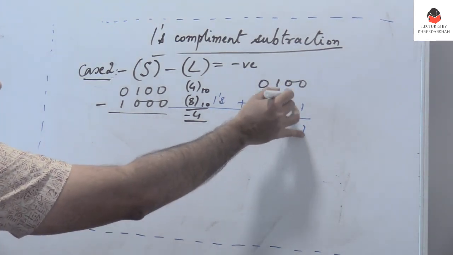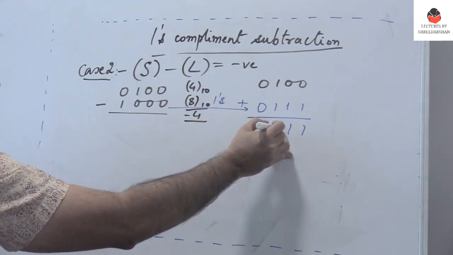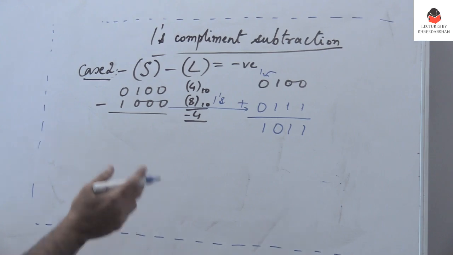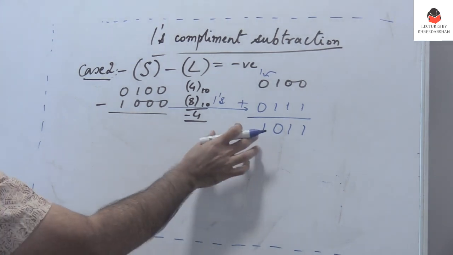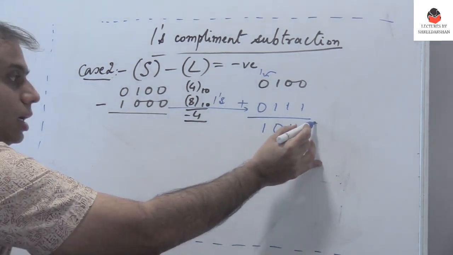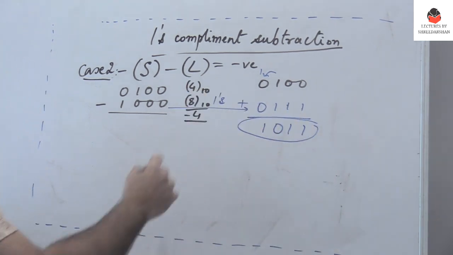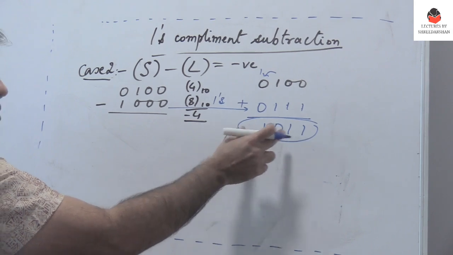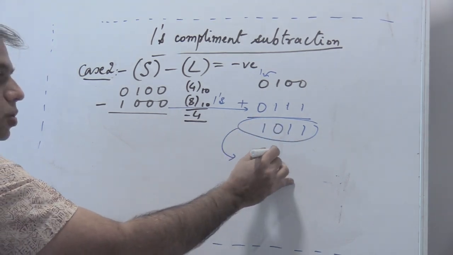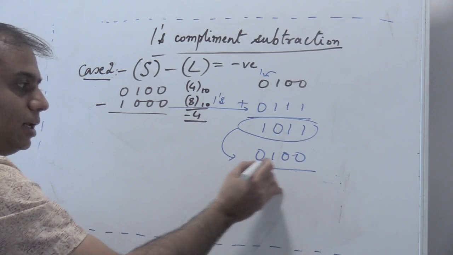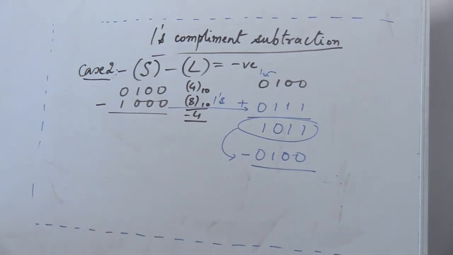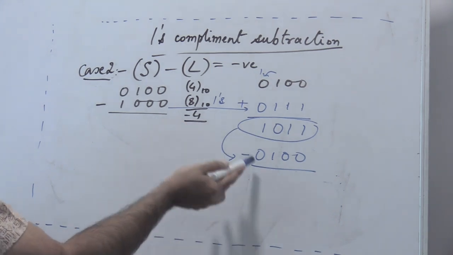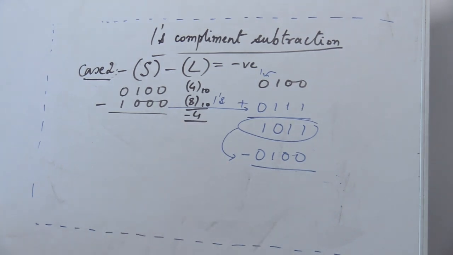We need to add both of them. 0 plus 1 is 1, 1, 1 plus 1 is 0 with a 1 carry, you get 1. When the result is negative, there is no carry generated, and the answer is in 1's complement form. Find the 1's complement of this result. So 0, 1, 0, 0 is the final answer, and we need to attach a negative sign. So 0, 1, 0, 0 is 4 in decimal, and we have to attach a negative sign.